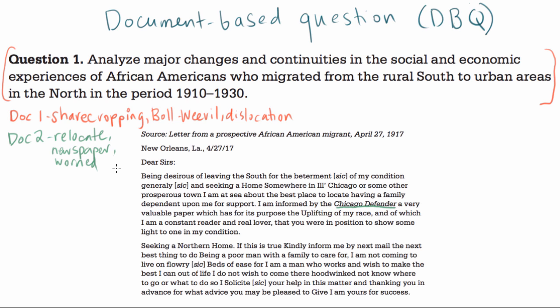And he's also very eager to say that he doesn't want to live on flowery beds of ease. He's a working man, so he is coming expecting to do a good job, he's looking for work, and he's trying to put to rest any stereotypes that he could be a lazy man.